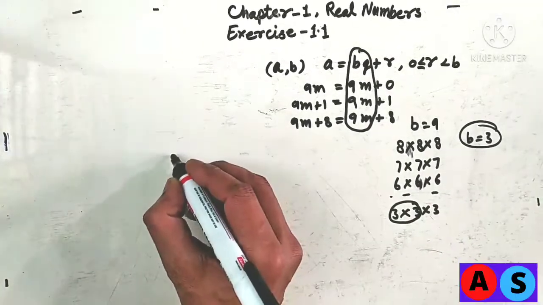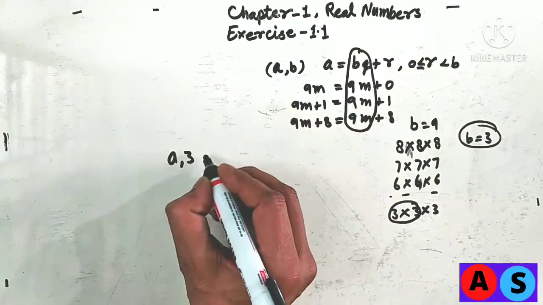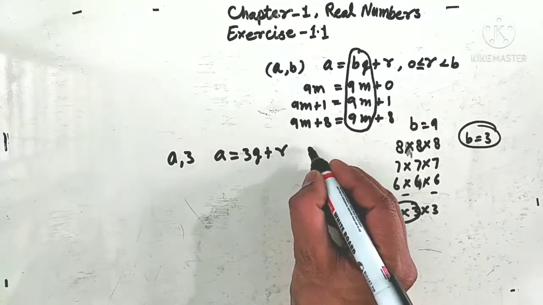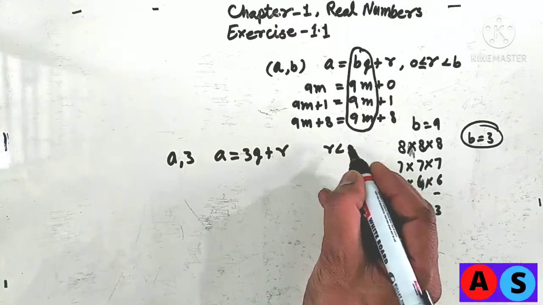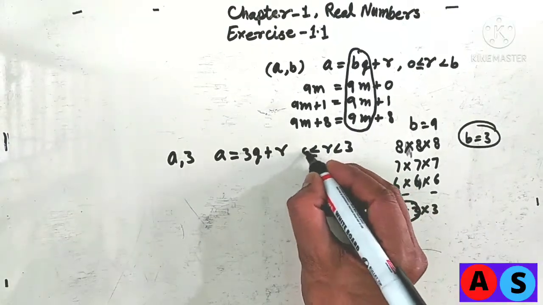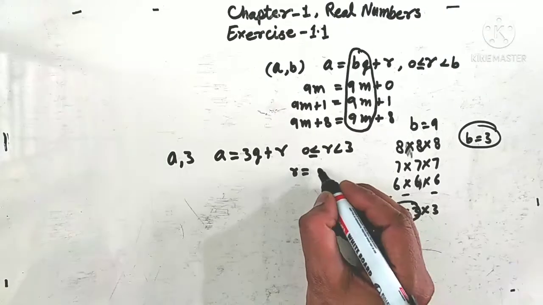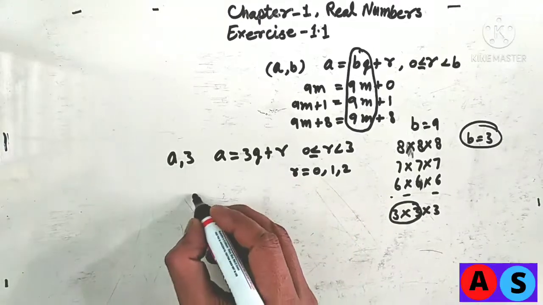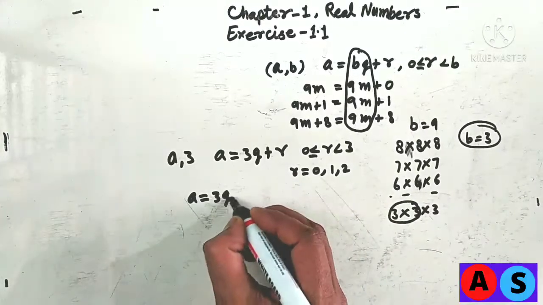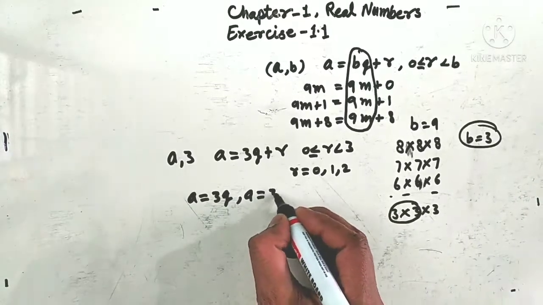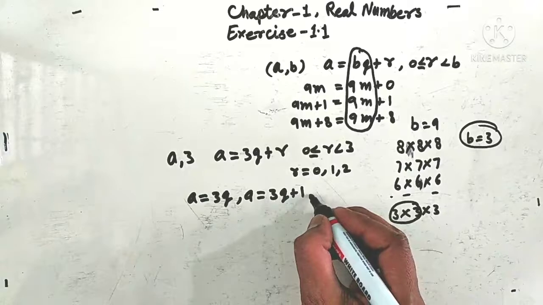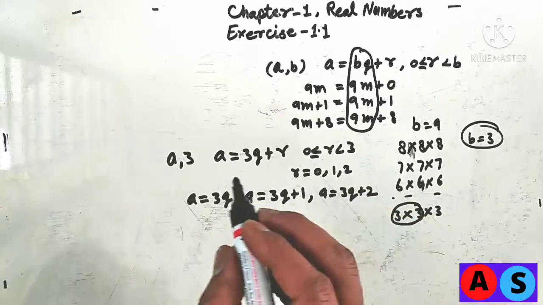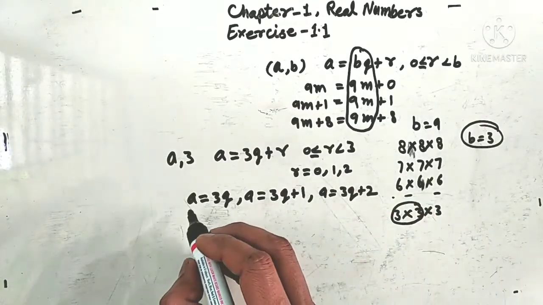Now students, if we divide an integer a by 3, then we can represent a is equal to 3q plus r, where the value of r will be less than the divisor 3 but greater than or equal to 0. It means r will be 0, 1, 2. Then the form of a can be a is equal to 3q, a is equal to 3q plus 1, a is equal to 3q plus 2. To solve this question, we take the form of integer a directly.